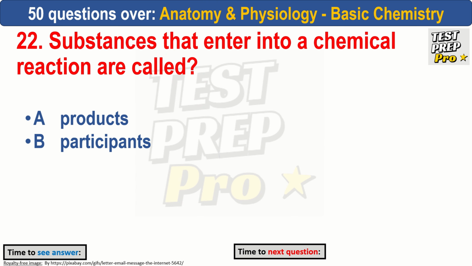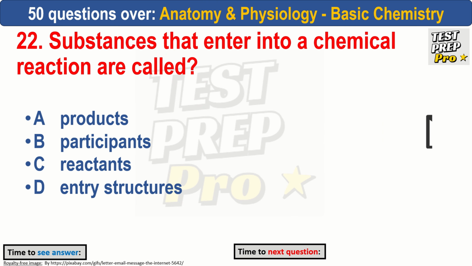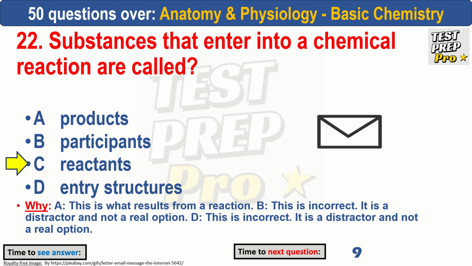Substances that enter into a chemical reaction are called what? Products, participants, reactants, or entry structures? They're called reactants. So these are chemicals, substances that you put into a reaction are the reactants. What comes out the end is the products.